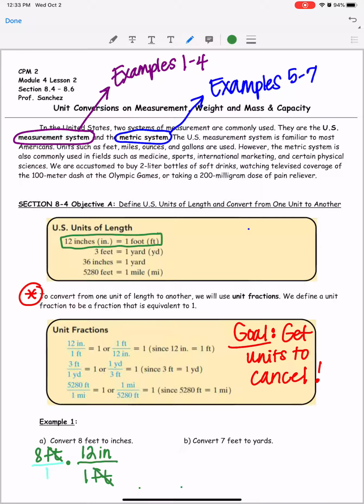And now this one's just a multiplication problem. I've got 8 times 12, which we can use calculators now. So just put that in your calculator, and we're going to get 96. And then what are my units that I have left here? Inches. And that's exactly what we were wanting to do: convert 8 feet into inches. I have my answer and the unit that I need. So that's 96 inches. Okay, let's try this again.